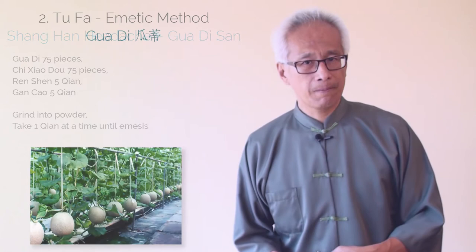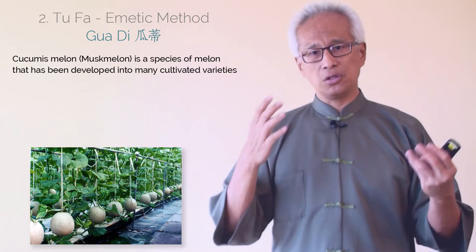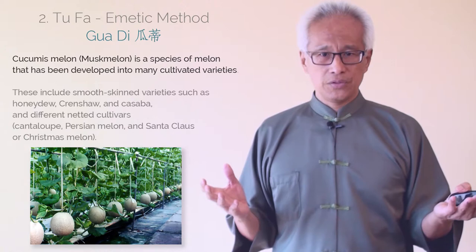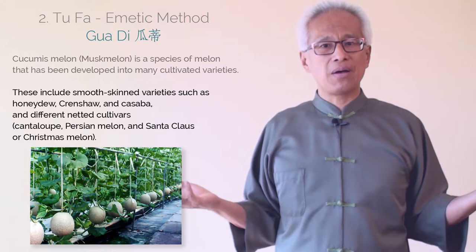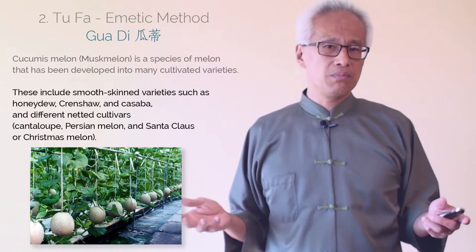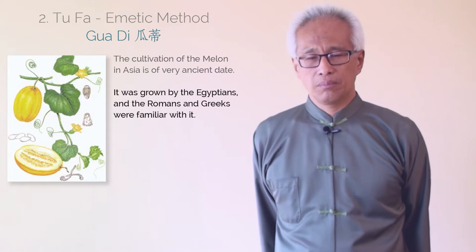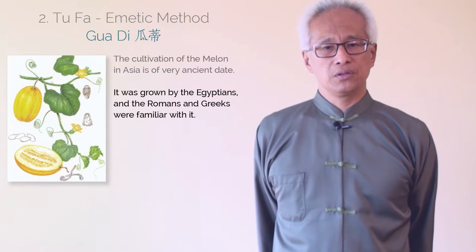Gua di is Cucumis melo. It's a melon, a musk melon, a species of melon that's been developed into many cultivated varieties. These include the honeydew melon, for example, the winter melon, and different netted cultivars such as cantaloupe, Persian melon and Christmas melon. The cultivation of the melon in Asia is very ancient. It's been around for a long time. It was grown by the Egyptians first, and then the Romans and the Greeks were also familiar with it. And the common melon was at that time commonly known as the musk melon.